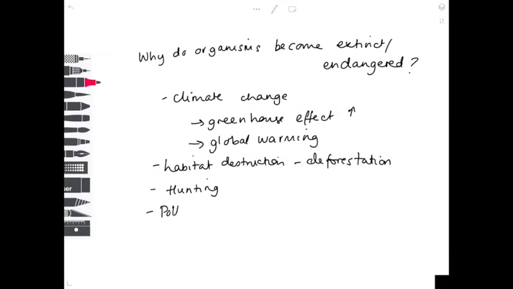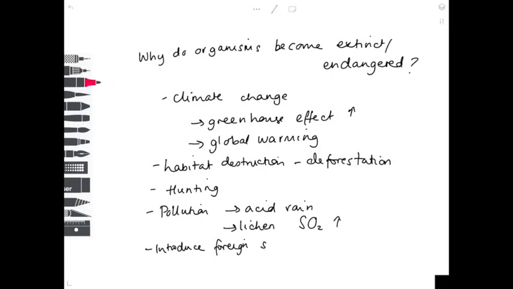General pollution, so as we burn more fossil fuels, more acid rain is produced, which can damage trees, again damaging the habitats of these animals. Things like lichen, very specific species of lichen. If the SO2 levels, so sulfur dioxide levels, are too high, certain types of lichen can't grow. And lastly, if you introduce foreign species, and in Britain there's been a real issue with grey squirrels, which have come over from America, and effectively they've outcompeted our native red squirrels, leading to them becoming an endangered species.